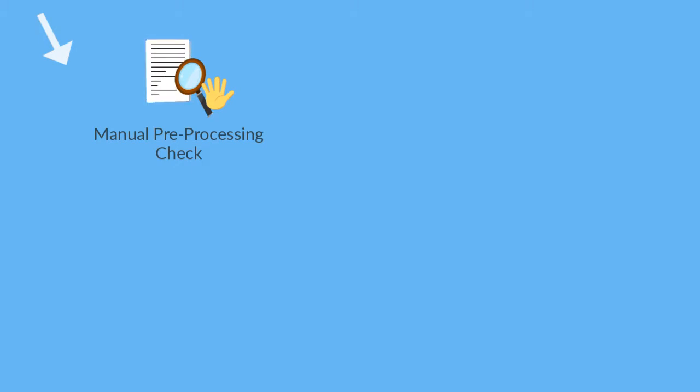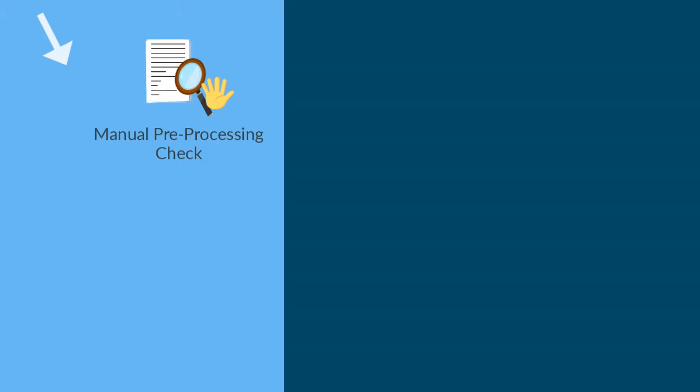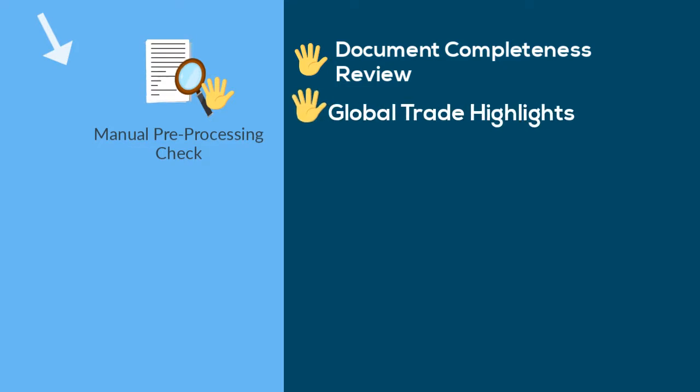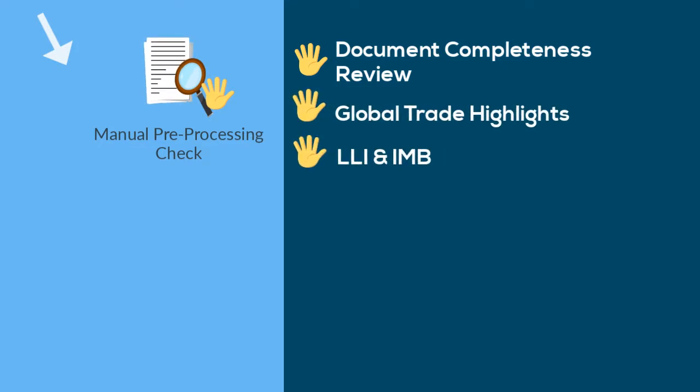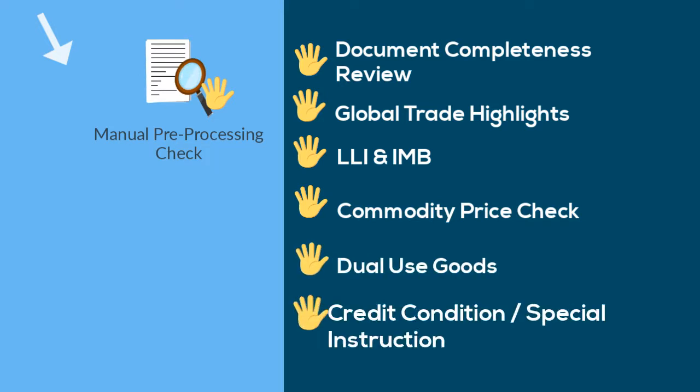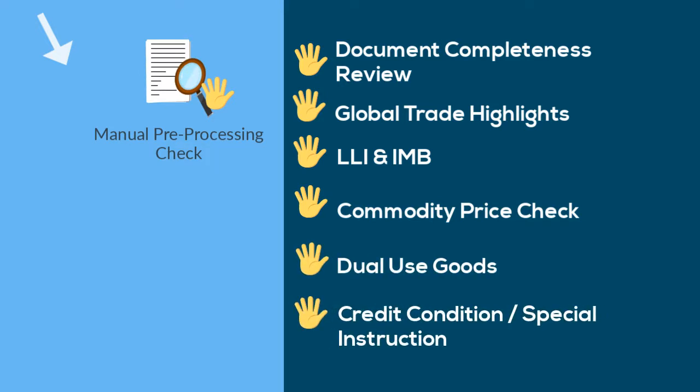Next, they will conduct the manual pre-processing check, which consists of checks as follows: document completeness, global trade highlight, LLI, IMB, commodity price check, dual-use goods and credit conditions or special instructions.